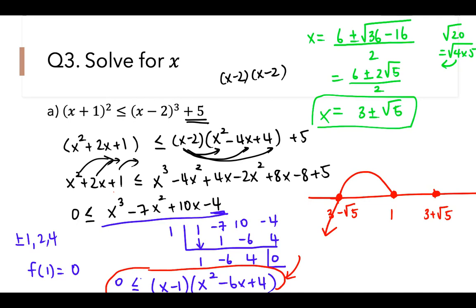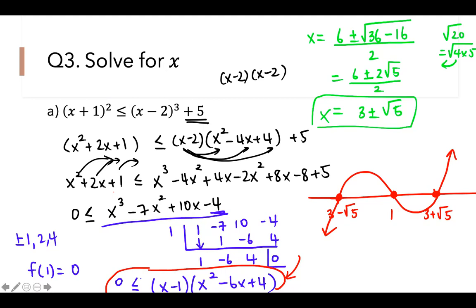And let's plug in a number that's in between 1 and 3 plus square root 5. So I could plug in 2. Let's plug in 2 into the equation, and the overall sign is going to be negative. And let's plug in 10. It could be any number as long as it's greater than 3 plus square root 5. And the sign is going to be positive.